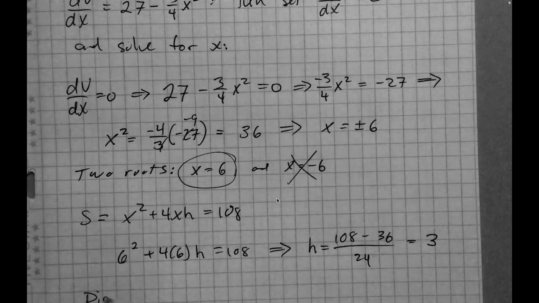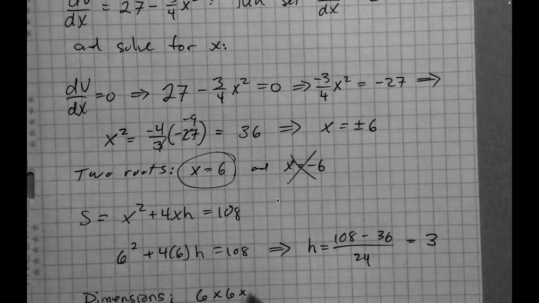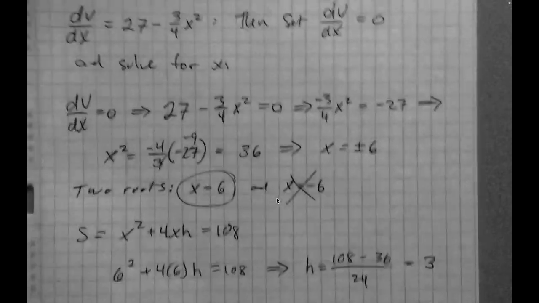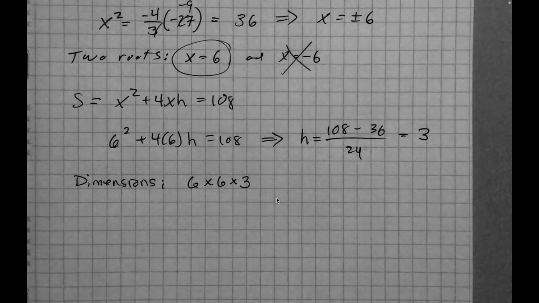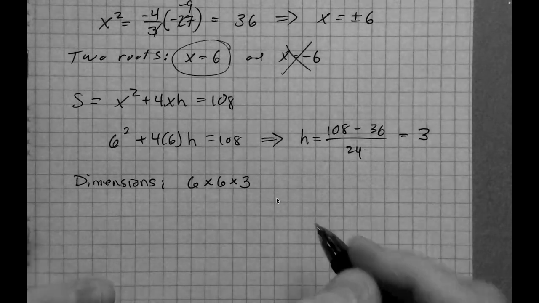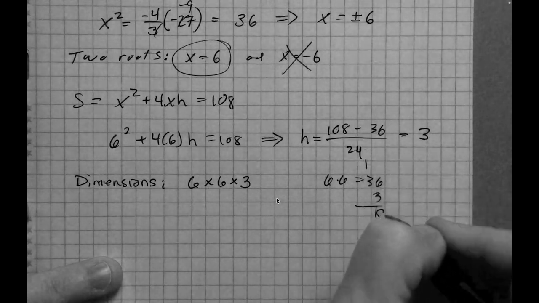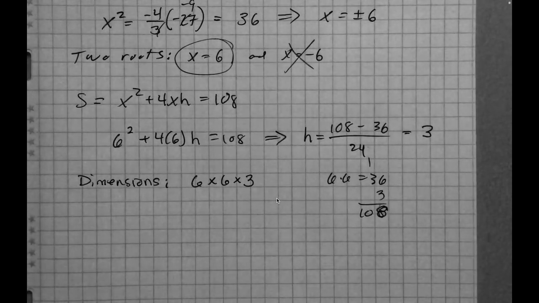So the dimensions are 6 by 6 by 3. And of course you can multiply those together to identify the volume. 6 times 6 is 36, times 3 is 98 or something like that. Yep, so there you go. I think it's 108 actually. 6 times 6 is 36 times 3 is 108. Interesting. Okay, so the volume is also 108. All right, so that's our first example.